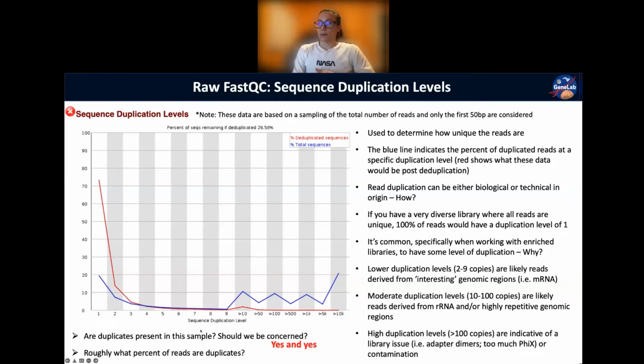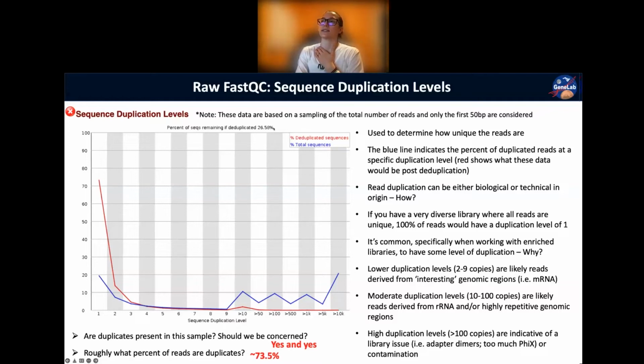Then I just have here roughly what percent of these subsampled reads are duplicates. It tells you at the top of the graph what they would be if they were deduplicated. Any guesses? What percent of the reads, at least from this graph, are duplicates? Okay, I'll just tell you. Roughly 75%. So about 73.5%.